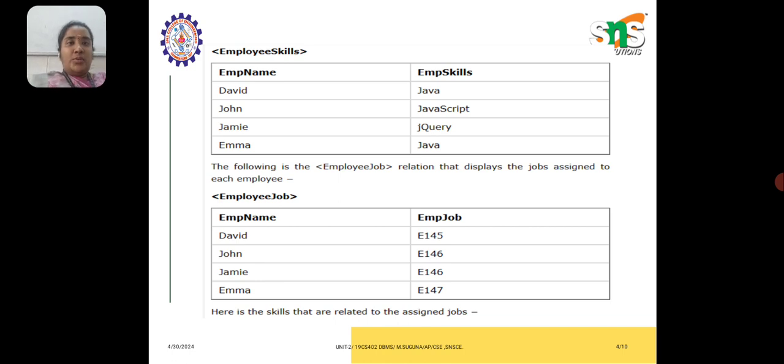Employee skills is represented with the employee name and employee skills. For example, these employee skills are with David, John, James, and Emma, because David and Emma have the same employee skill of Java, John has JavaScript, and James has JQuery. The following table is the employee job relation that consists of employee name with employee job: David, John, James, and Emma, with employee jobs 145, 146, 146, and 147.